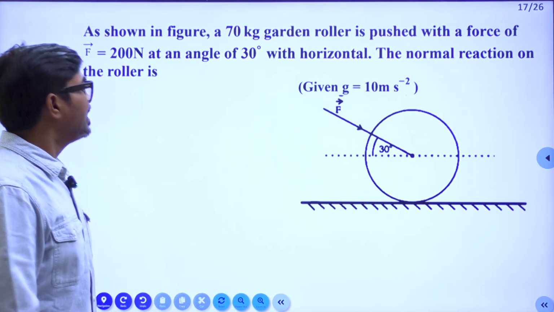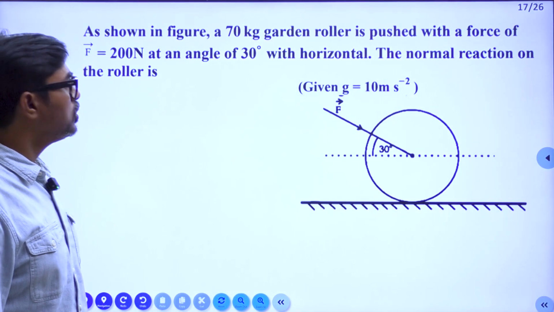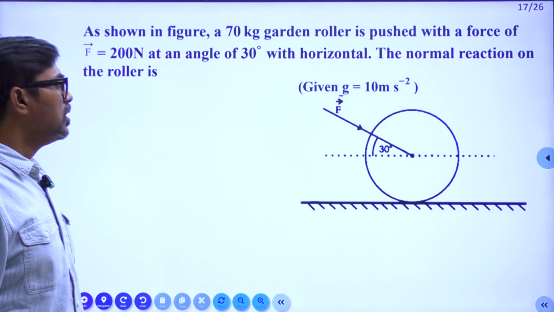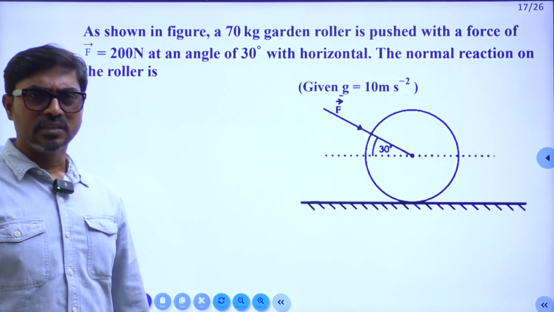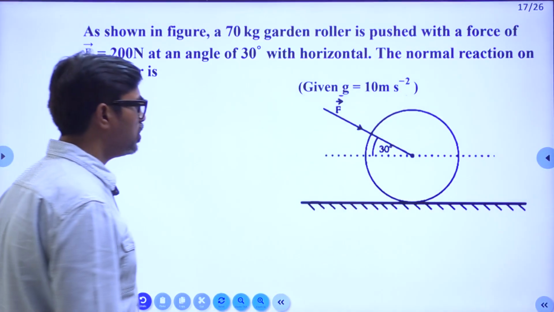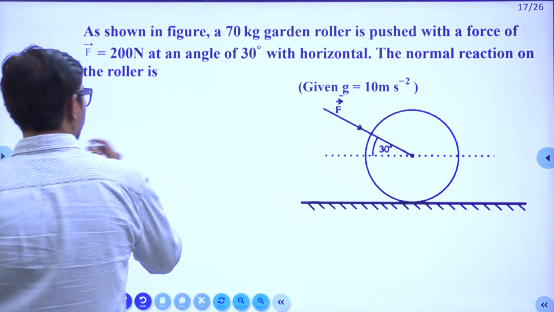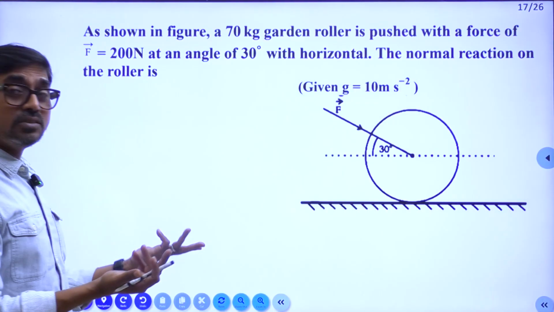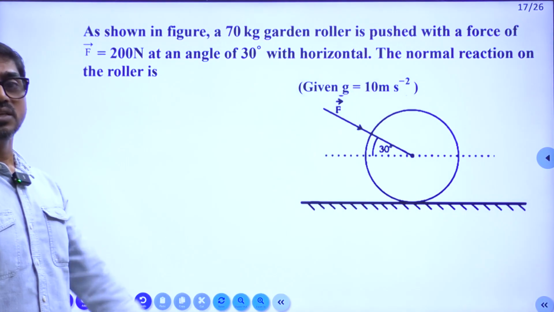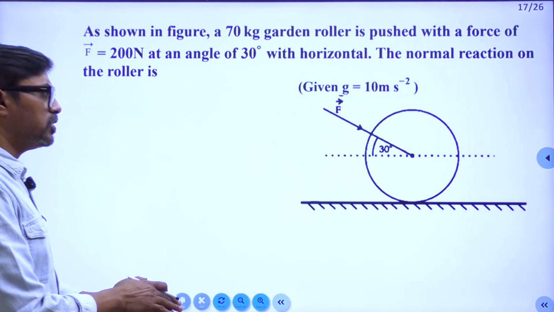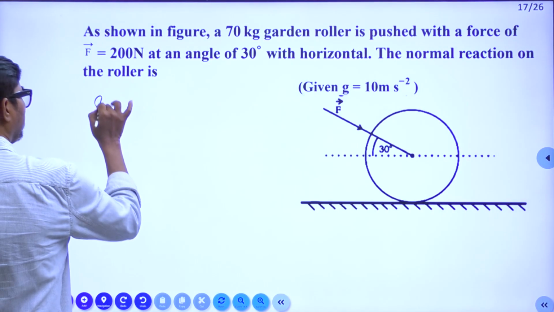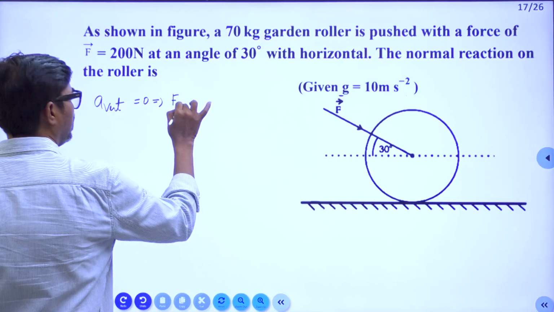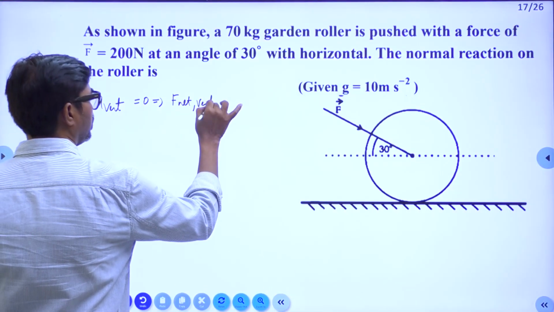As shown in the figure, a 70 kg garden roller is pushed with a force of 200 Newton at an angle of 30 degrees with the horizontal. Normal reaction on the roller they are asking. So it's very straightforward. So you see here, it may have acceleration horizontally, may not have acceleration horizontally, but vertically it doesn't have acceleration. It is maintaining contact with the ground. So that's what we are going to look at. Acceleration in vertical direction is 0. That means net force in vertical direction has to be 0.